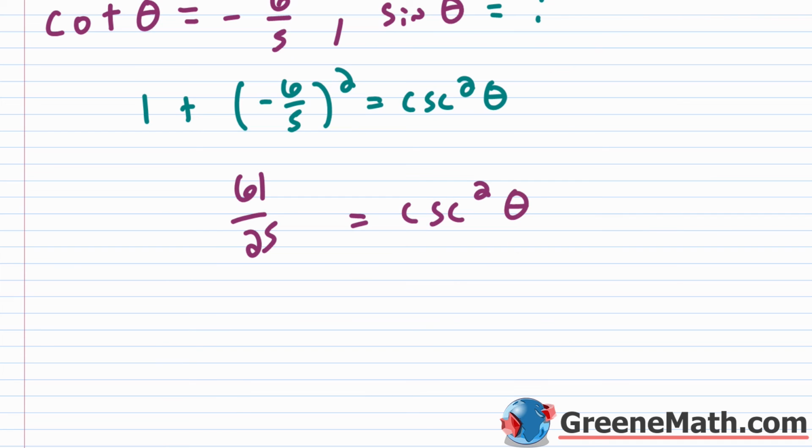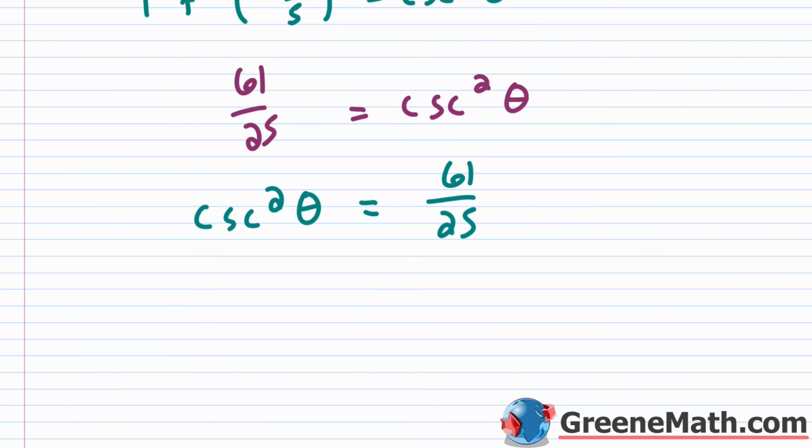I like what I'm solving for on the left. For most people, it doesn't matter. But I'm going to say cosecant squared theta is equal to 61 over 25. And now I'm going to use my square root property. So let's say the cosecant of theta is equal to plus or minus the square root of 61 over 25.